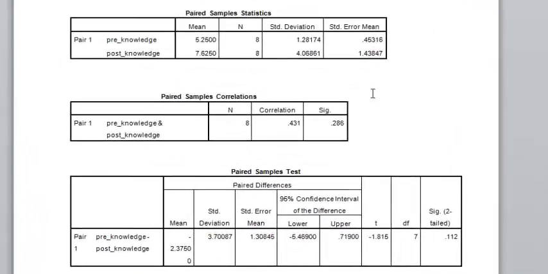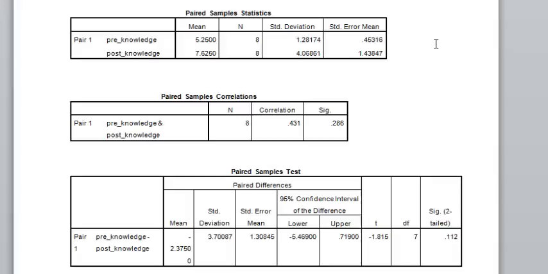So looking at the three boxes collectively, we know that the t-test is measuring pre-knowledge versus post-knowledge. And the mean of each variable is that the pre-knowledge scores of the group was 5.25, and the post-knowledge scores of the group is 7.62, or 7.63 if you round up the 5. So we also know that there were 8 people involved in this t-test.